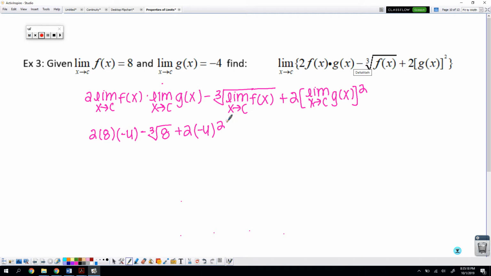Okay, so this one's going to get us negative 64 minus 2 plus 2 times 16. Okay, so that's negative 66 plus 32, which is negative 34. Okay, sounds good. We'll move on.